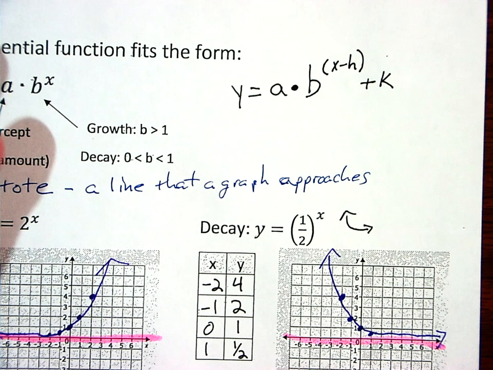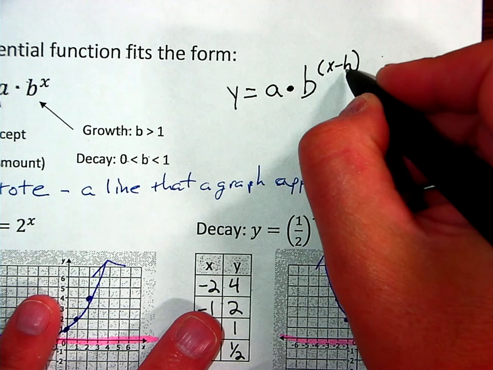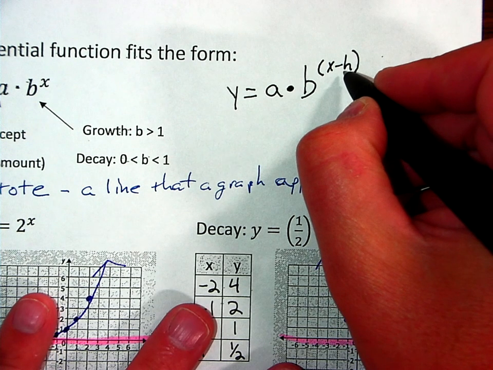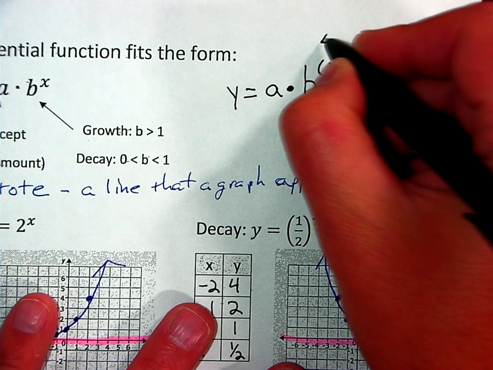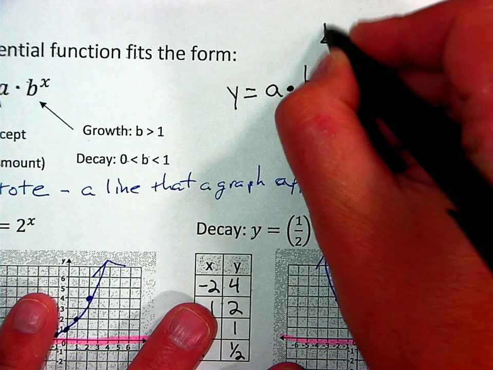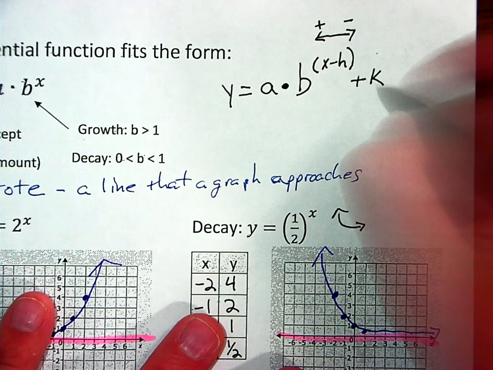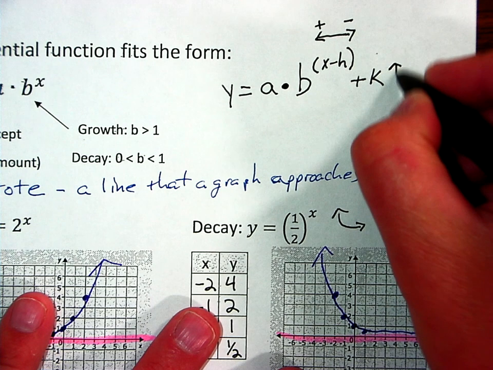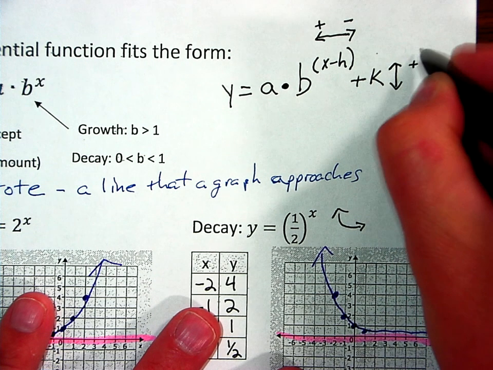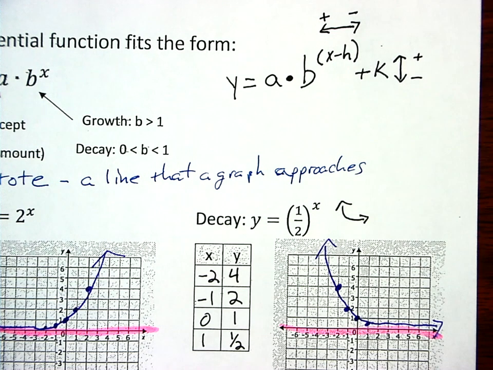Have you ever seen anything similar to that before? Yes, you have. When we did vertex form with polynomials or quadratics, we did this. And if you remember, this h is in parentheses, so therefore it is a liar. So what that means is it controls left to right, but if it's positive, it goes left. If it's negative, it goes right. K is not a liar. It controls up and down. Positive is up, negative goes down. Once you are done writing that, please flip your paper over.